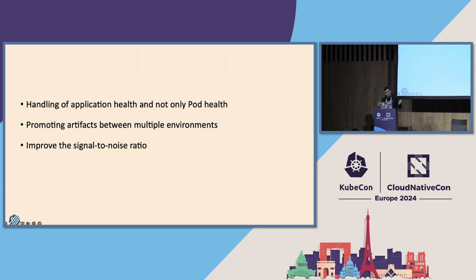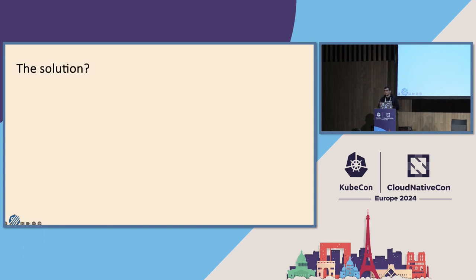There are a ton of events and logs that you need to read through. And a goal is to improve the signal-to-noise ratio in order to know where the problems are, in order to focus only on the problems that really matter. And how can we address all of this?